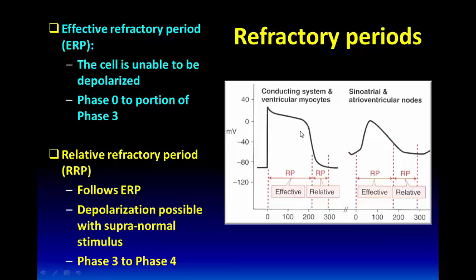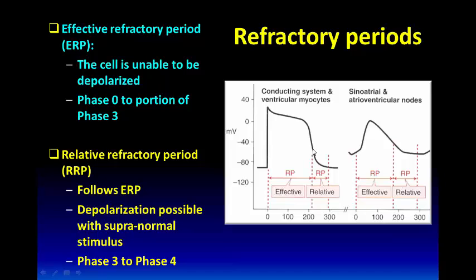So this is a ventricular myocyte, and this ventricular myocyte has responded to a stimulus here by generating an action potential. If another stimulus arrives here, the cell will not respond. If another stimulus arrives here, the cell will still not respond. Why? Because the cell is in the effective refractory period. This effective refractory period extends from the beginning of phase 0 till approximately mid-phase 3.